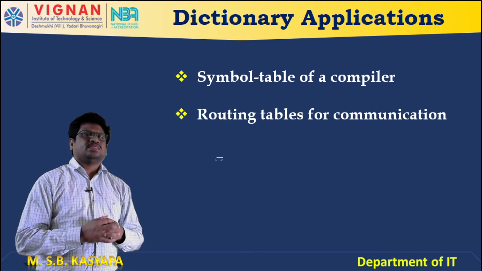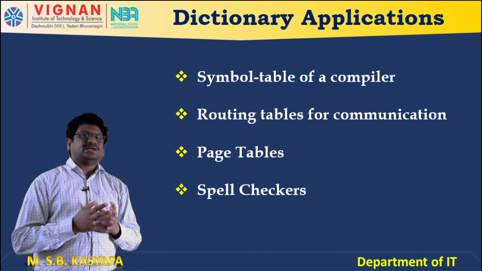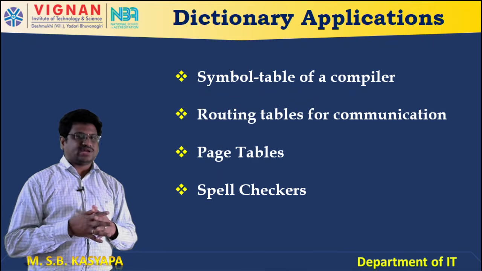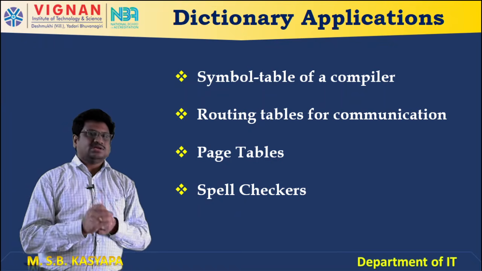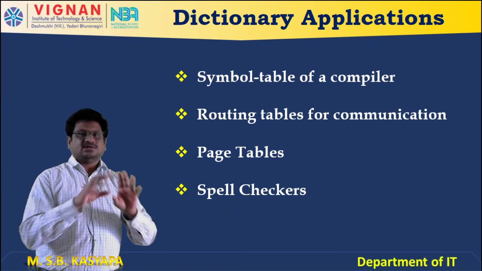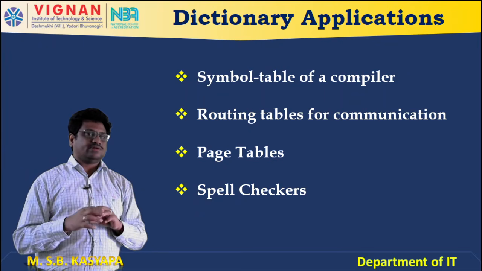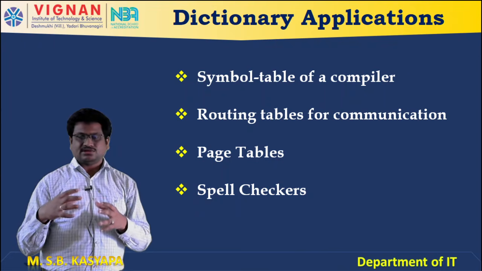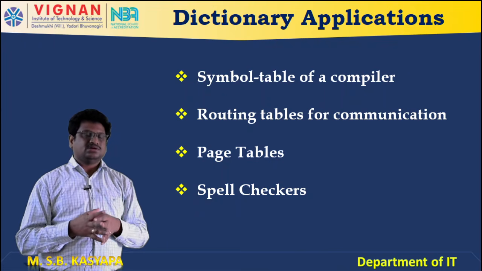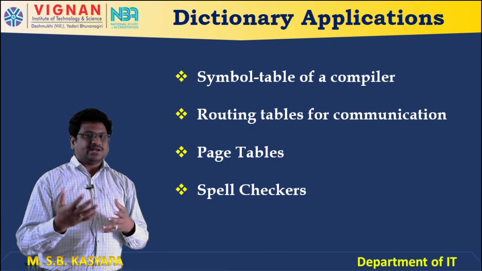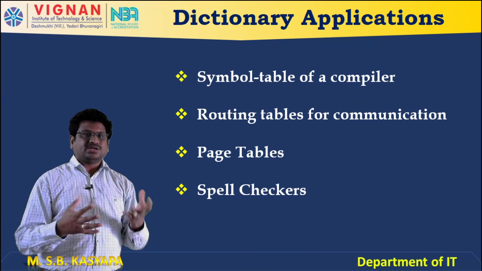Now, the basic applications of a dictionary are symbol tables. As we previously saw, the main applications are like a bank table, bank account details, or if I want to access student data, those also can be treated as dictionaries. And other than those, the symbol table for compilers and the routing tables for communication.